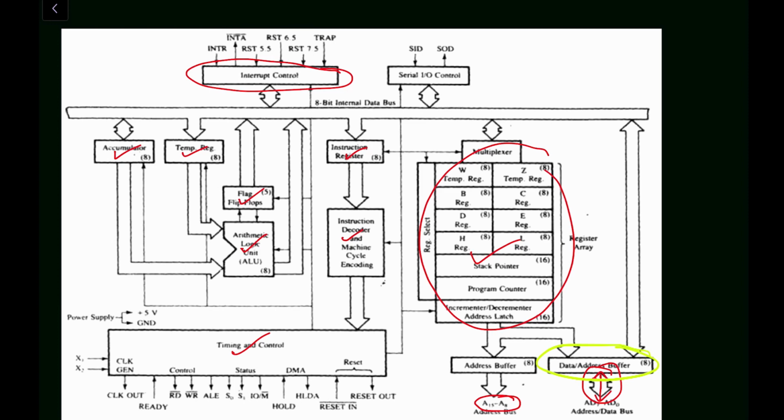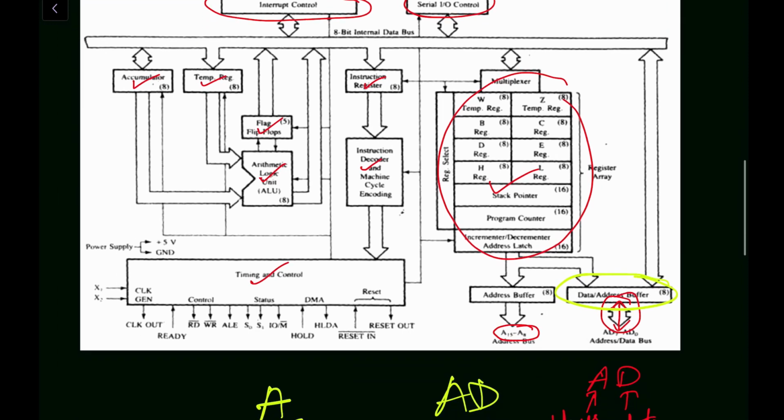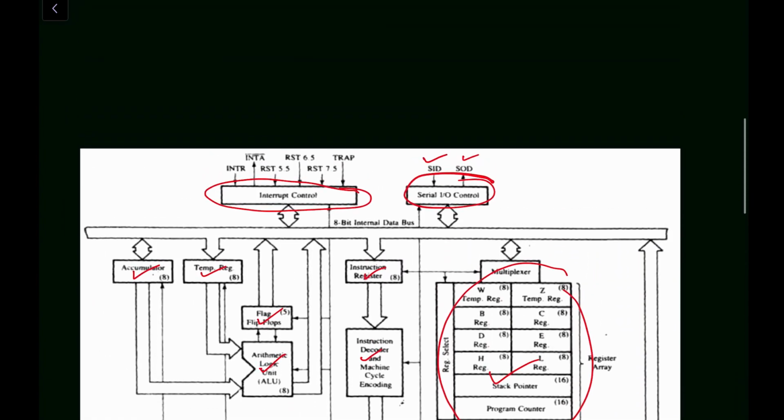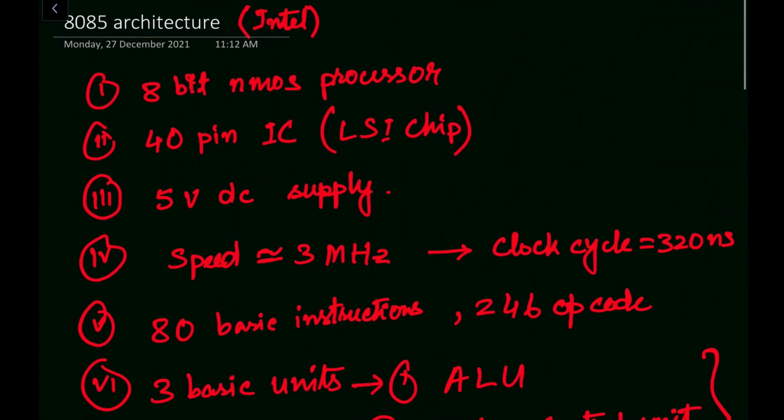And then we have finally the serial input output control, SID and SOD. This will control the input and output of this microprocessor. So this is all about the microprocessor architecture. I hope you have understood it clearly. Some of the points I will explain in my later videos.